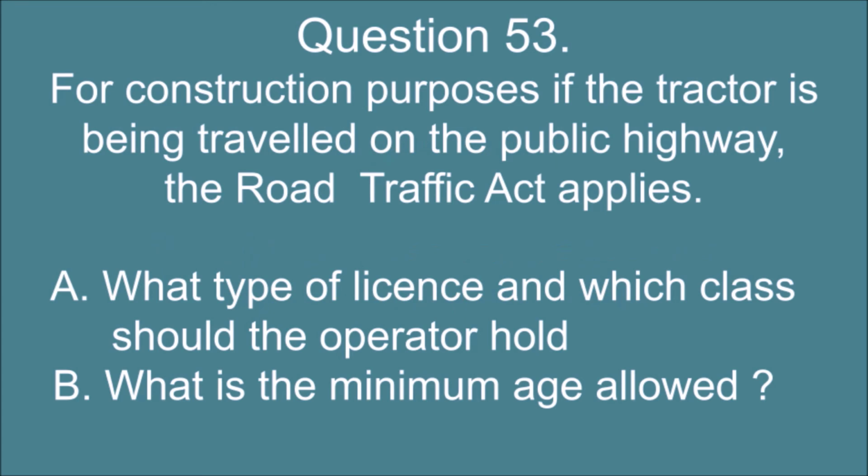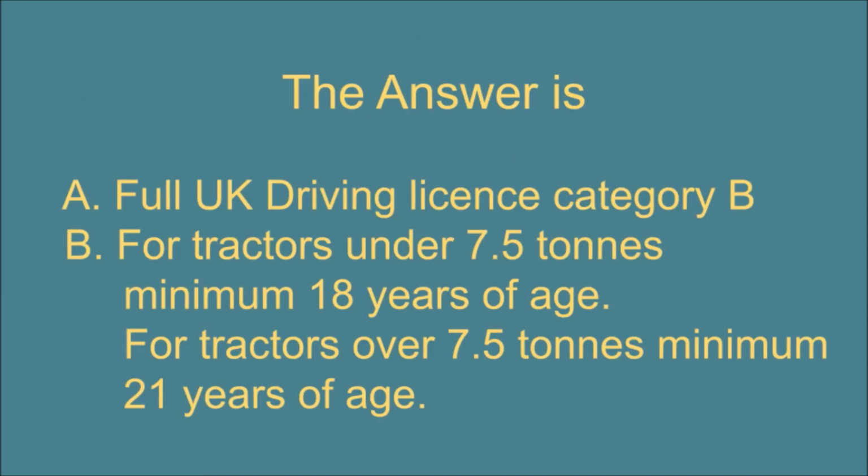Question 53. For construction purposes, if the tractor is being traveled on the public highway, the Road Traffic Act applies. A. What type of license and which class should the operator hold, and B. What is the minimum age allowed? The answer is A. Full UK driving license category B. B. For tractors under 7.5 tons minimum 18 years of age. For tractors over 7.5 tons minimum 21 years of age.